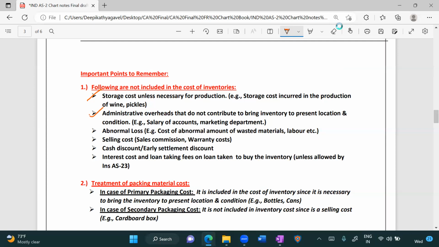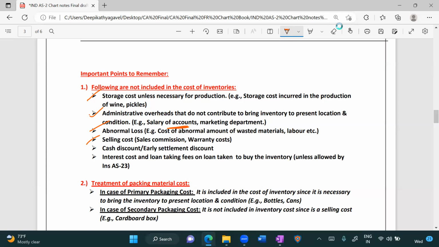Administrative overheads that do not contribute to bring the inventory to the present condition and location. Admin overheads that do not contribute, for example, salary to the accountants, salary to your accounts department, salary to the marketing department. These are your admin overheads which are not directly attributable to bringing this inventory to the present condition and location. Hence, they will not be added to the cost of inventory. Next is any abnormal losses. Any abnormal losses will not be added to the cost of inventory.